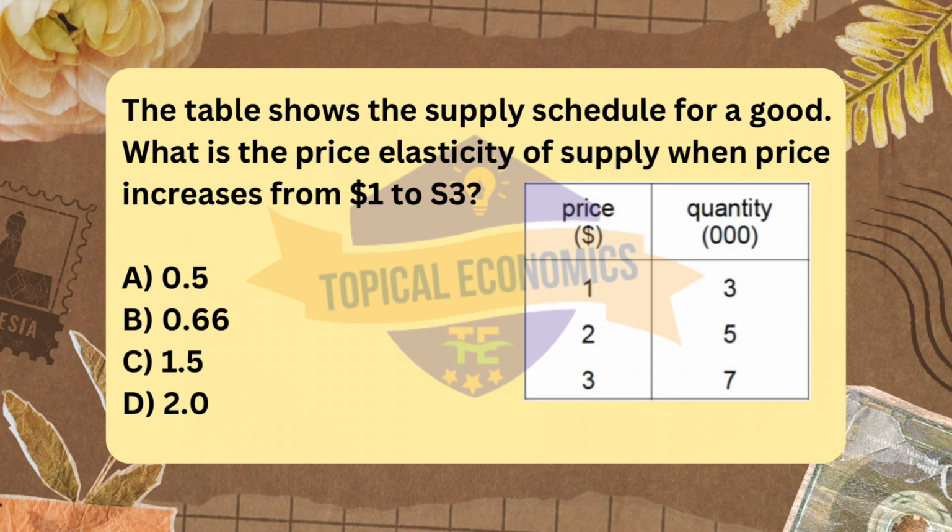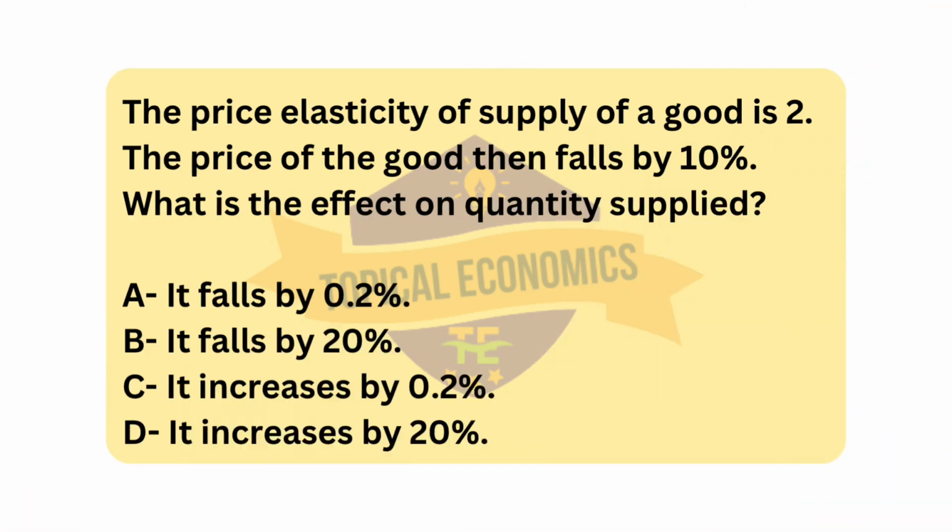The change in quantity supplied is 7,000 minus 3,000, which is equal to 4,000. So, the percentage change in quantity supplied is 4,000 divided by 3,000 times 100, which equals 133.33%. Next, the change in price is 3 minus 1 equals $2. So, the percentage change in price is 2 divided by 1 times 100, that is 200%. Hence, the price elasticity of supply is 133.333% divided by 200%, which is 0.6667. Moving to the fifth question.